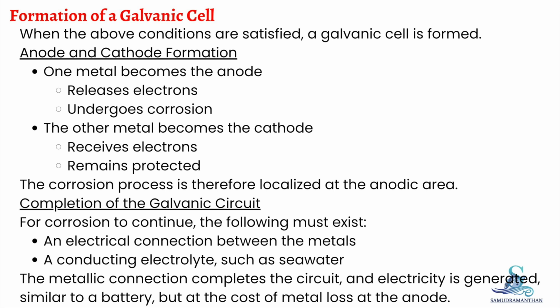For this process to continue, the galvanic circuit must be complete. This requires an electrical connection between the metals and a conducting electrolyte, such as seawater. The metallic connection completes the circuit and electricity is generated, similar to a battery. However, in this case, the generation of electricity occurs at the cost of metal loss at the anode.